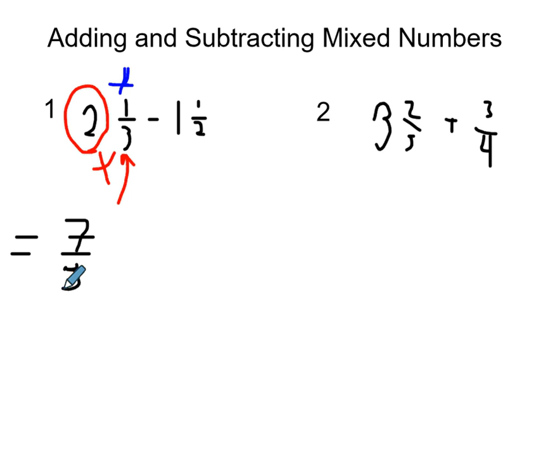And 1 1/2, 1 times 2 is 2, plus 1 is 3. That becomes 3 over 2. So again, I'll try to write it again. This one is 7 over 3 minus 3 over 2.